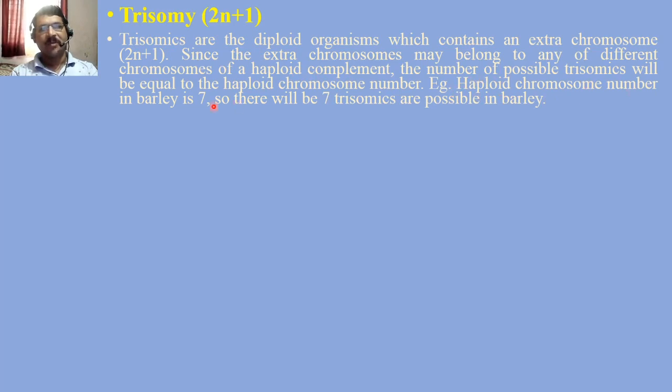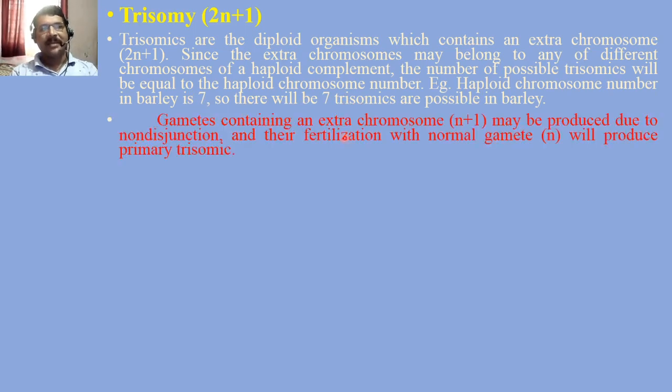The haploid chromosome number in barley is 7, so 7 trisomics are possible. Gametes containing an extra chromosome, that is n+1, may be produced due to non-disjunction, and their fertilization with a normal gamete, n, will produce primary trisomics. As we have seen, they are produced due to non-disjunction, and when this type of gamete fertilizes with the normal gamete, that is n, it will produce a primary trisomic.